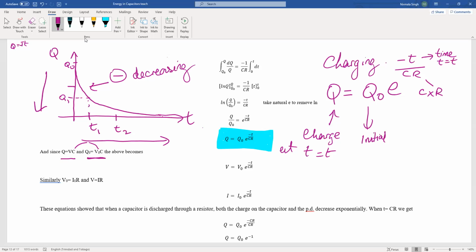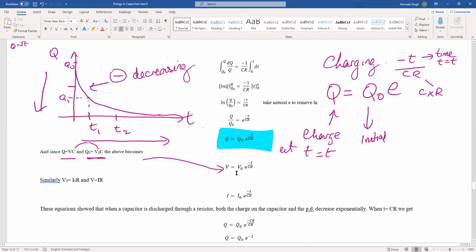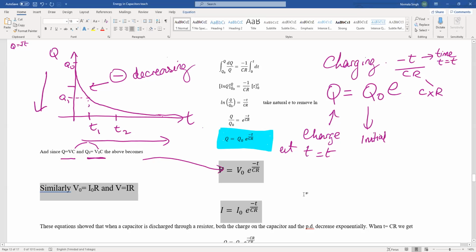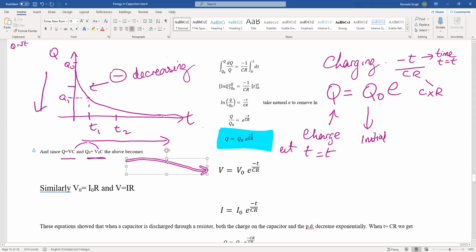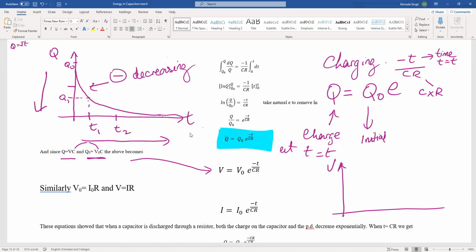So here we can come up with an identical equation where the voltage in a capacitor does vary. Let's just make this a wee bit bigger. It varies exponentially, a negative exponential curve. So that means as time passes, if you were to plot a graph of V versus T in a capacitor, it is also going to have a negative curve, all right?